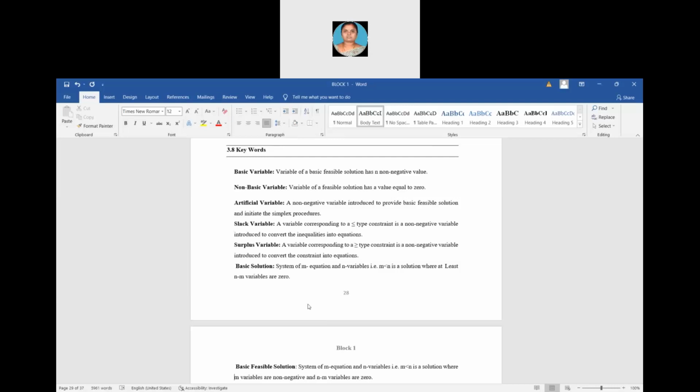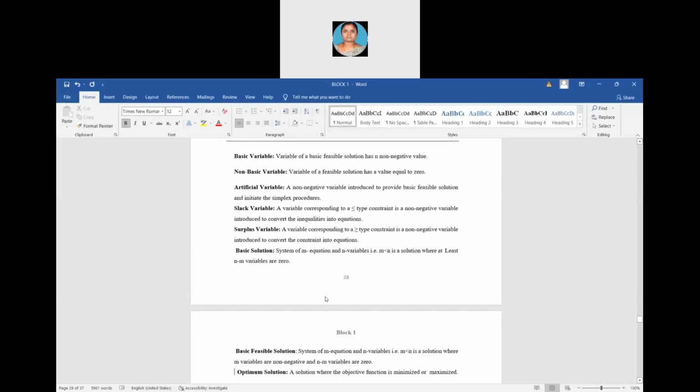The next one is surplus variable. And then the basic solution. Before that, a slack variable is used when we have a less than or equal to type. A surplus variable is used for greater than or equal to type. Whenever we have less than or equal to, we have to add. Greater than or equal to means we have to subtract. Then we can convert that inequality into an equality. So this is the basic thing.